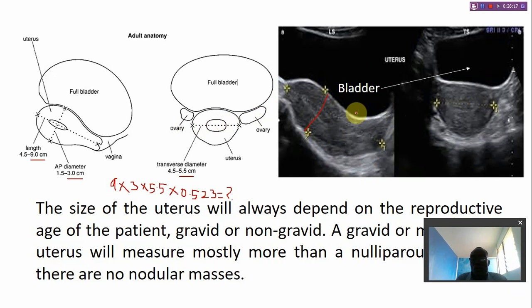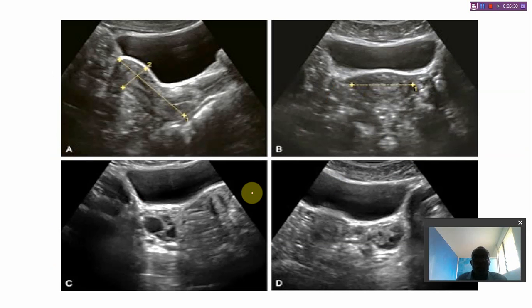Normally when the probe is turned transverse, you may see both ovaries, which may appear normal. Then the next is the further evaluation of the uterus with its measurement. So this is the urinary bladder. The uterus is here, the cervix, the vaginal canal.